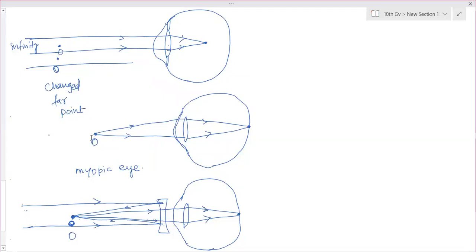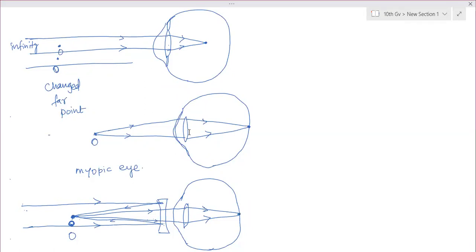But draw this O very far away. I have drawn it very close. Make it extend till here; it should be a somewhat larger distance. And then the correction is by using a concave lens of suitable focal length. The focal length is equal to the distance between this O and the lens. That is the focal length: the distance between the lens and the changed far point.